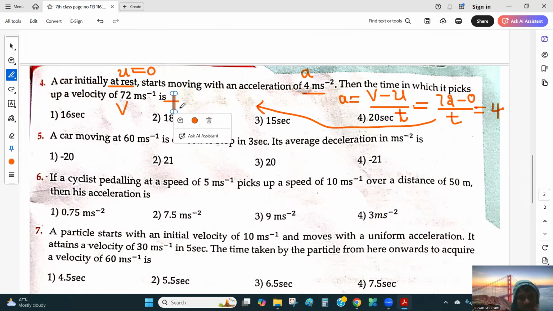So t is equal to, if you get this t to that side, to the denominator, 72 by 4, definitely 18. Is it hours? No, seconds. 18 seconds.